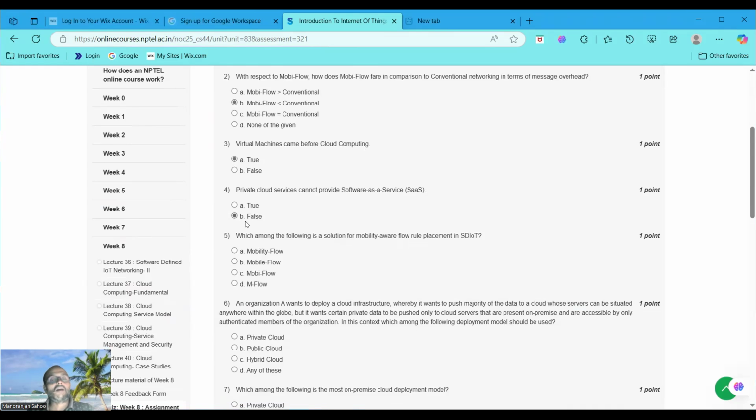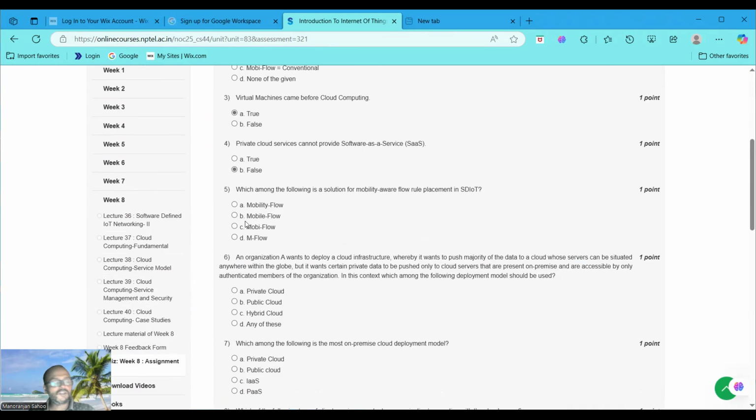False statement. Now moving to question number 5. Question number 5 says: which among the following is the solution for mobility-aware flow rule placement in SDIoT? That is MobiFlow.